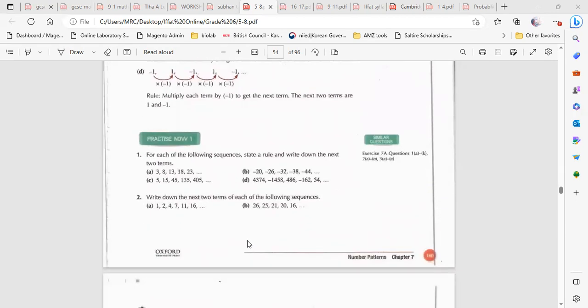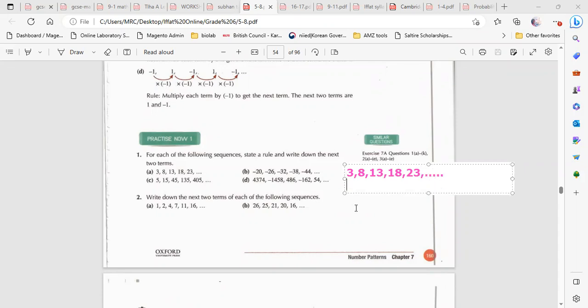Here we have practice now. For each of the following sequences, state a rule and write down the next two terms. So we have to solve it. So the first sequence is 3, 8, 13, 18, and 23. So here we have 3, 8, 13, 18, 23, and so on, right?